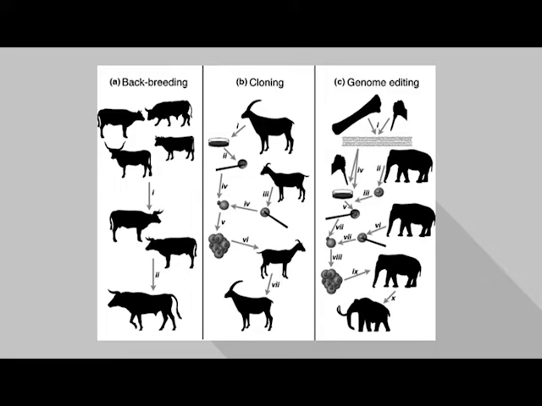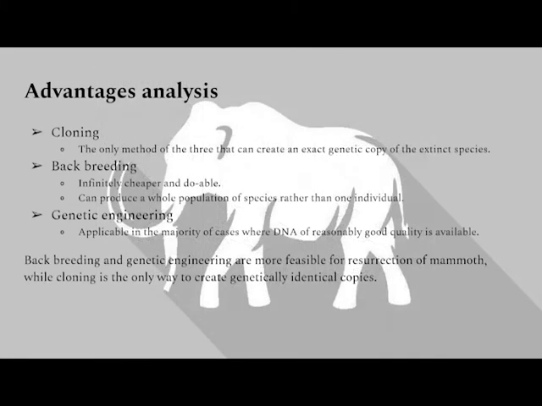Hello everyone, I'm here to make an advantage analysis for the resurrection of woolly mammoths. As mentioned before, there are 3 ways of de-extinction: cloning, backbreeding, and genetic engineering. The most significant advantage of cloning is that it is the only method of the 3 that will provide an animal with the same genetic identity.